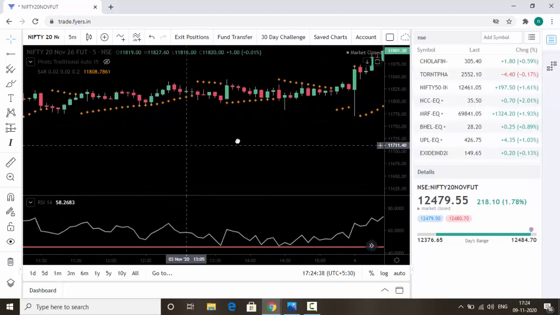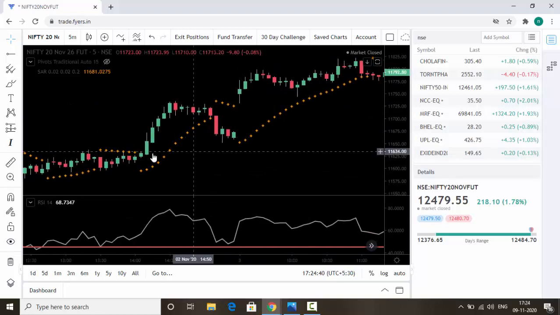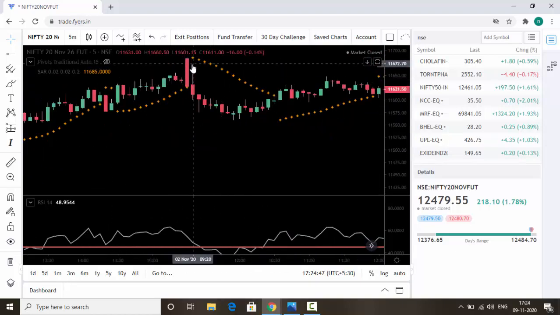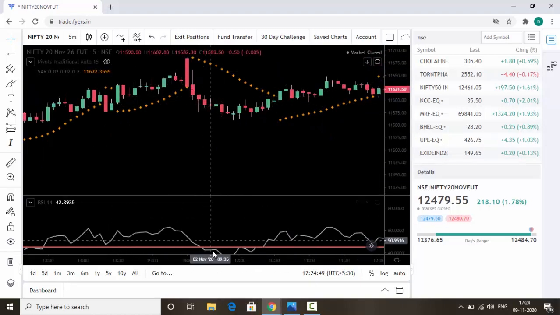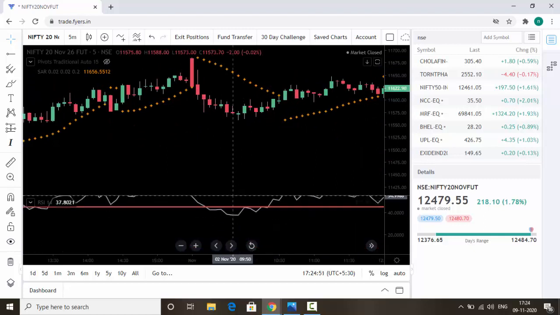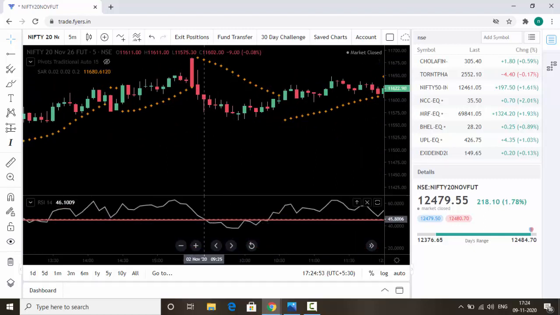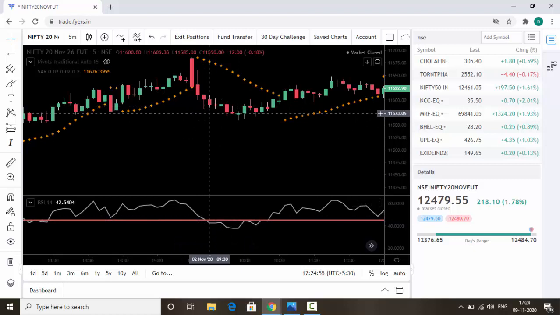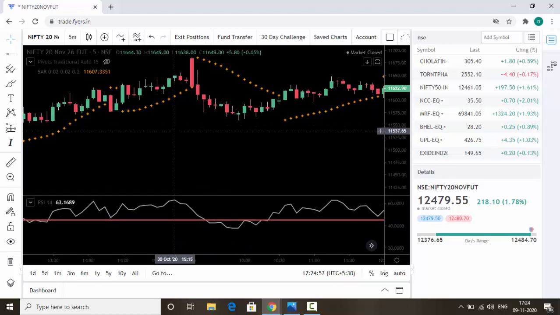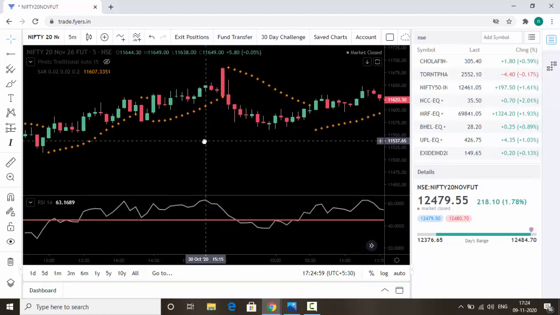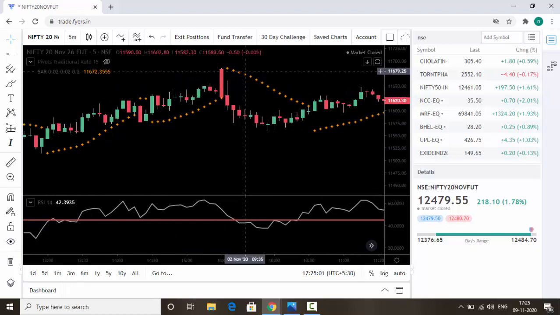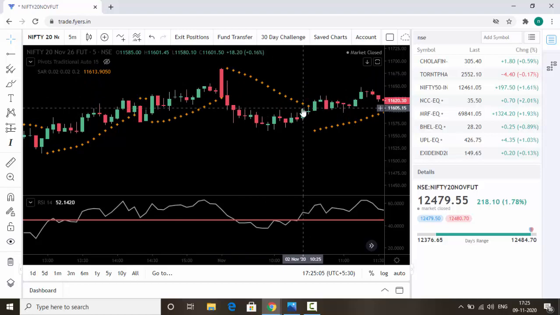Sometimes we will get the perfect entry. Okay, this is the perfect entry, 1, 2, 3. At the same time you can see it's below 45 and we can go for sell here. And for the stop loss, you just trail the stop loss. If you sell it here, the stop loss is hit here.